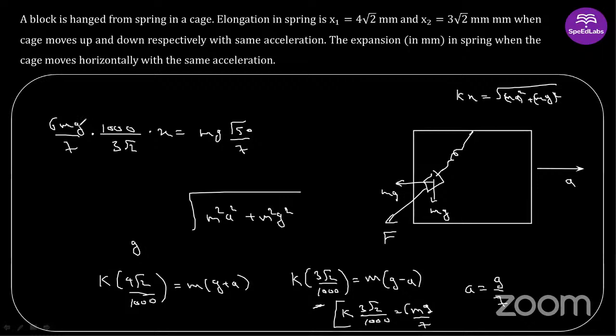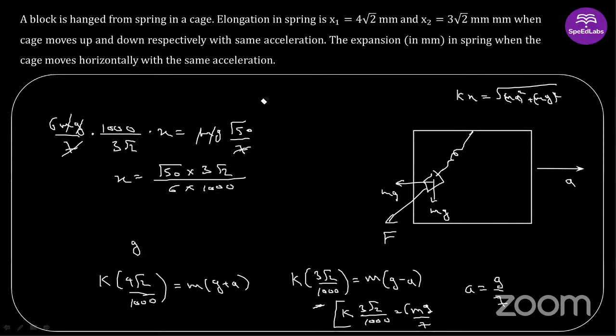Now simplify it. So mg cancels mg, 7 cancels 7, and now just get x. X is nothing but root 50 into 3 root 2 divided by 6 into 1000. I am keeping 1000 as it is so that I can directly get my answer in mm, right? So I'll write that this is basically 5 root 2. 5 root 2 into 3 root 2 is 15 into 2, divided by 6 into 1000. So 3 2s are 6, 3 5s are 15, and 2 2s are 4. So it is basically 5 mm. Is that clear? Answer is 5. They are asking in mm, it is integer type. Is that clear? Final answer is 5 mm.